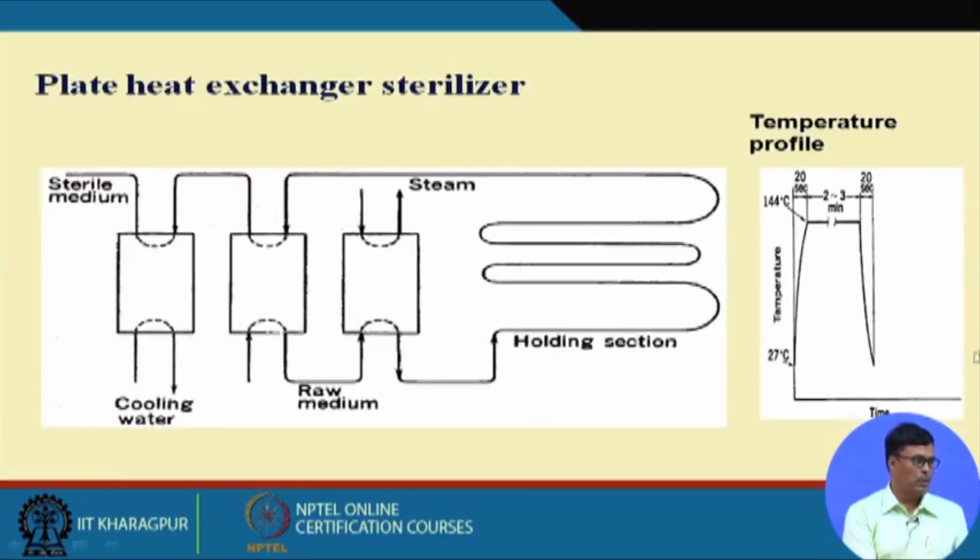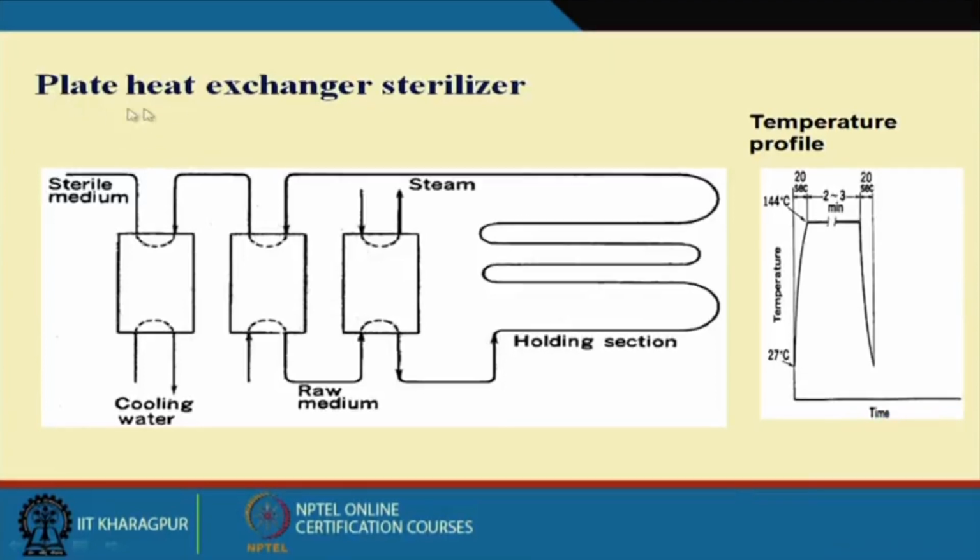The sterilization technique that is in operation in industry is what we call plate heat exchanger sterilization. Here we have 3 heat exchangers, 1, 2, 3. You can see the 3 different heat exchangers. This particular heat exchanger we call the economizer.